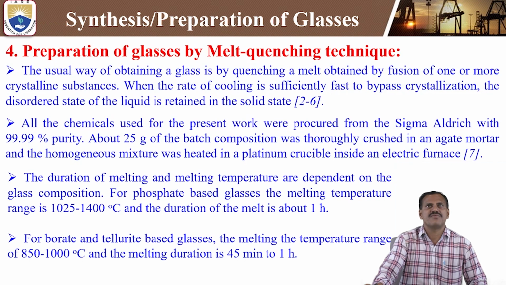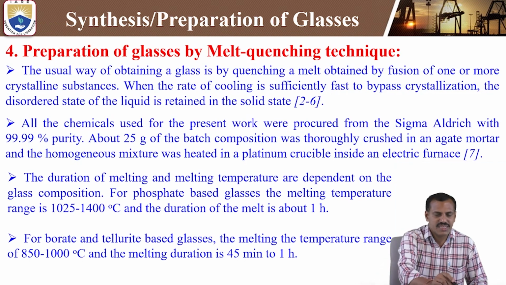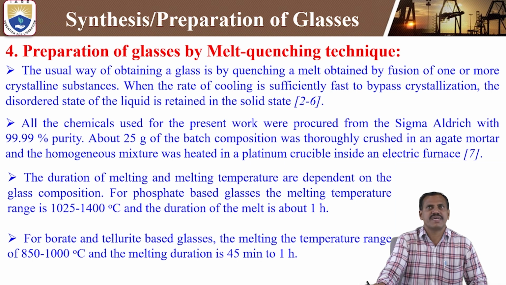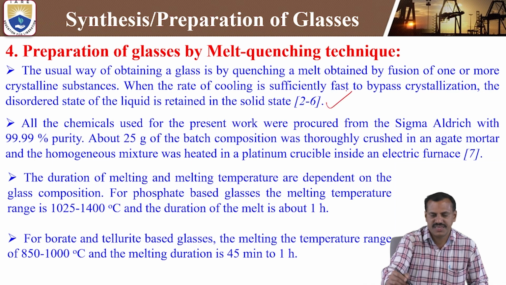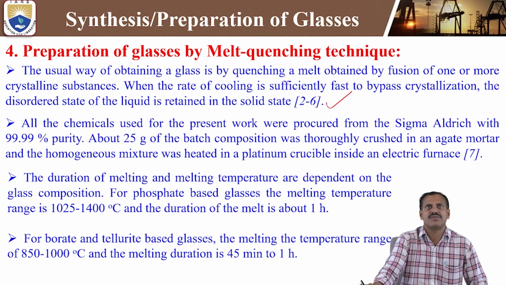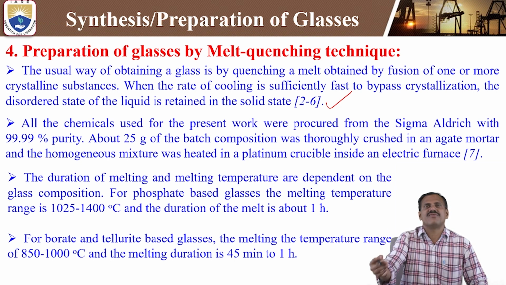Now coming to the preparation of glasses by the melt quenching technique. The usual way of obtaining glass is by quenching a melt obtained by fusion of one or more crystalline substances. When the rate of cooling is sufficiently fast to bypass crystallization, the disordered state of the liquid is retained in the solid state. That is very important. So in preparing glass material, after heating, we have to cool down sufficiently fast to bypass crystallization. If we cool slowly, there is a chance of growing crystalline structure in the glass material.